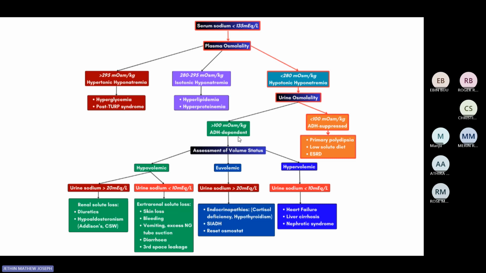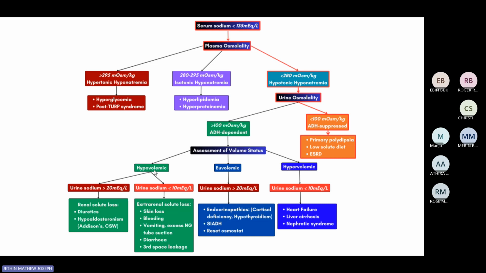So most of our causes are ADH dependent. That means the urine osmolality is high. So once you know that your urine osmolality is high, you have to assess the volume status next. And if it is hypovolemic, after assessing the volume status, you have to measure the urine sodium.